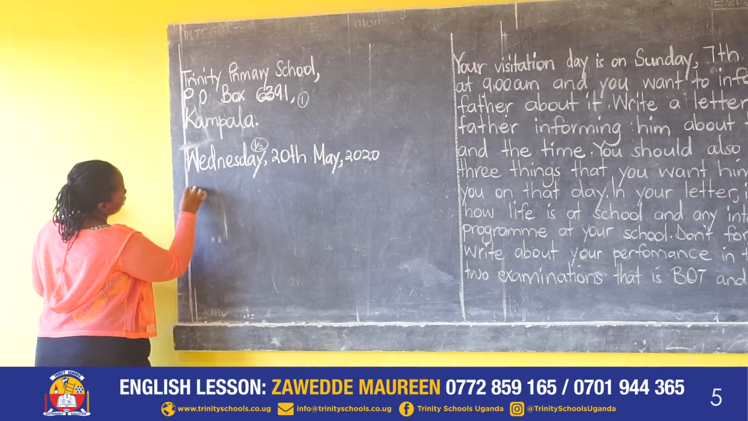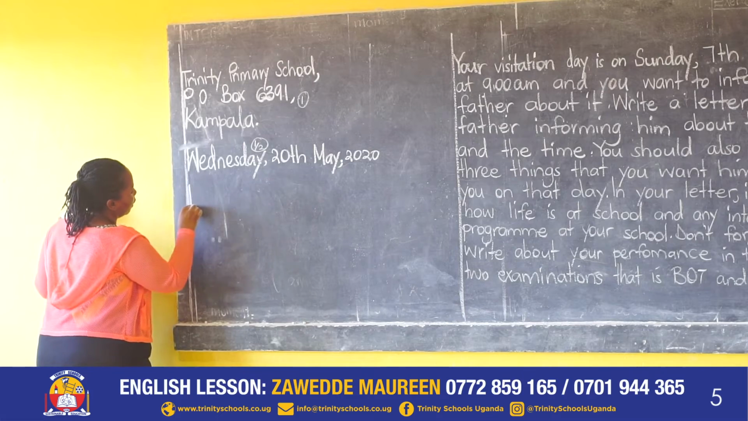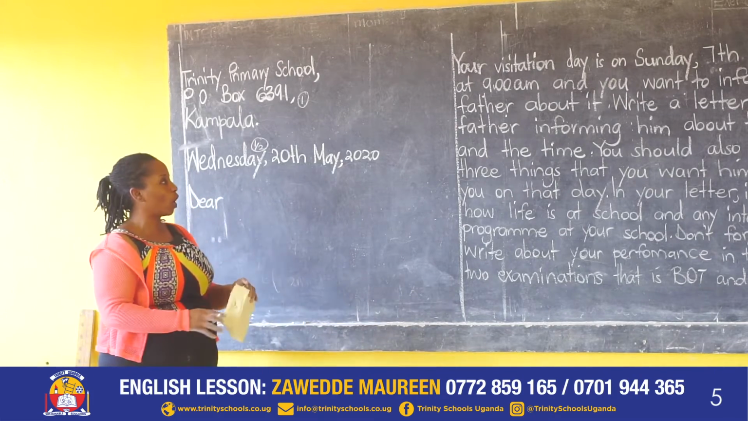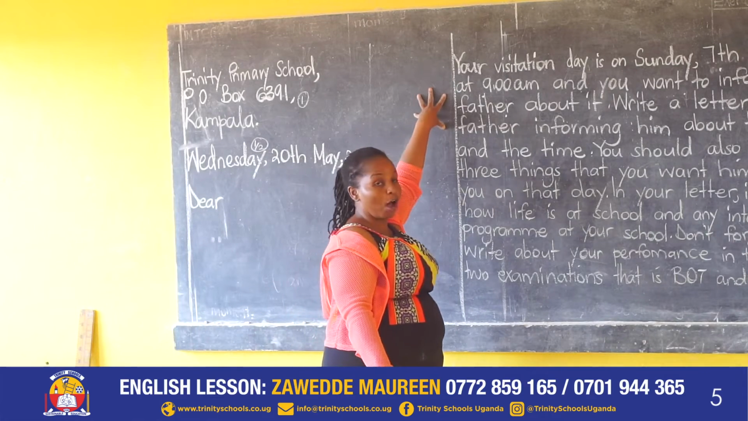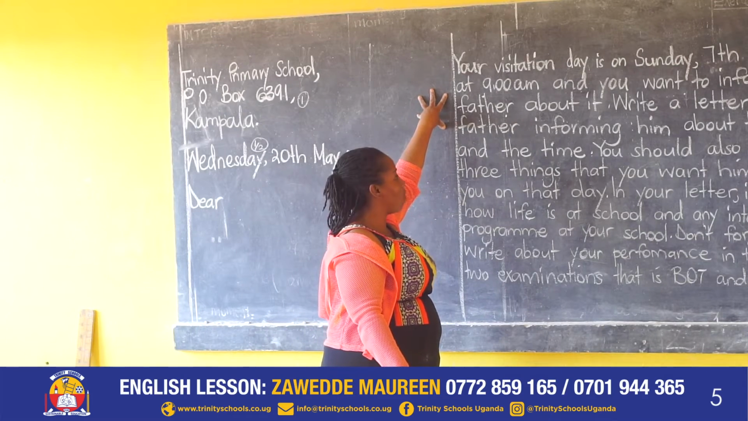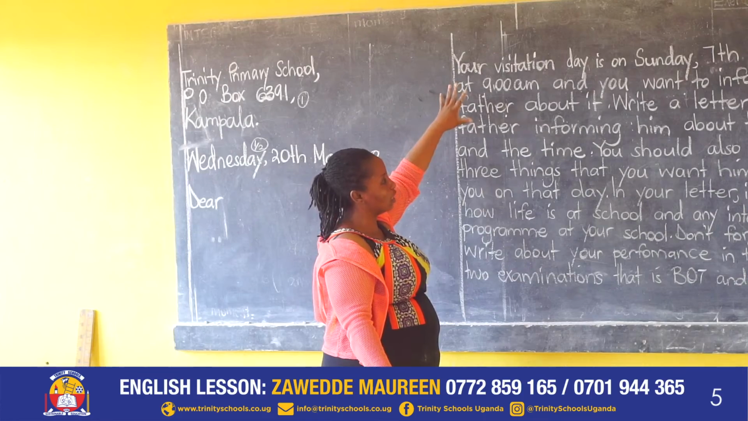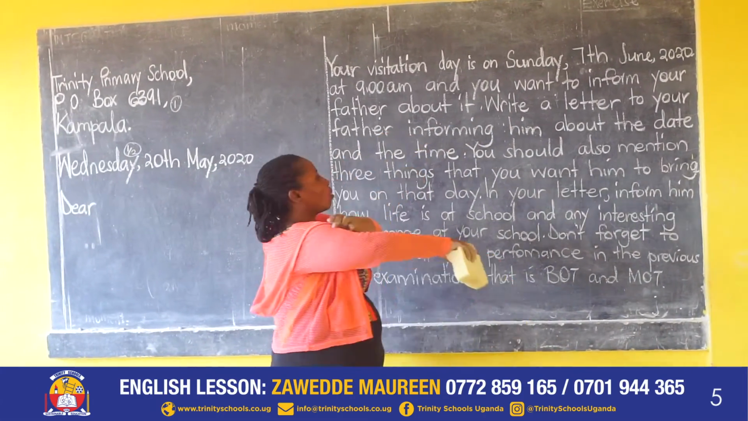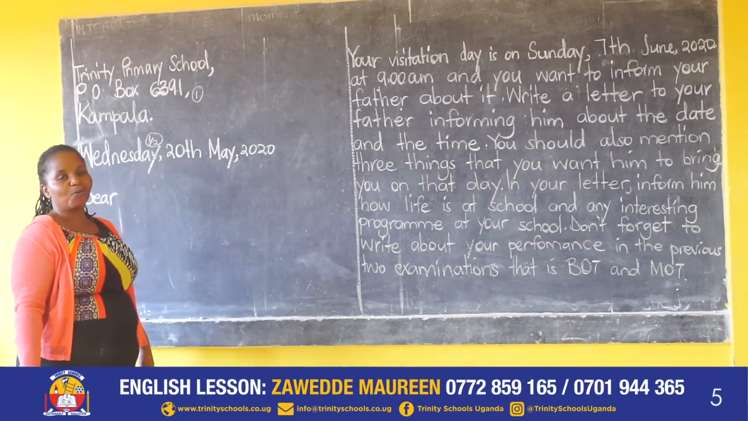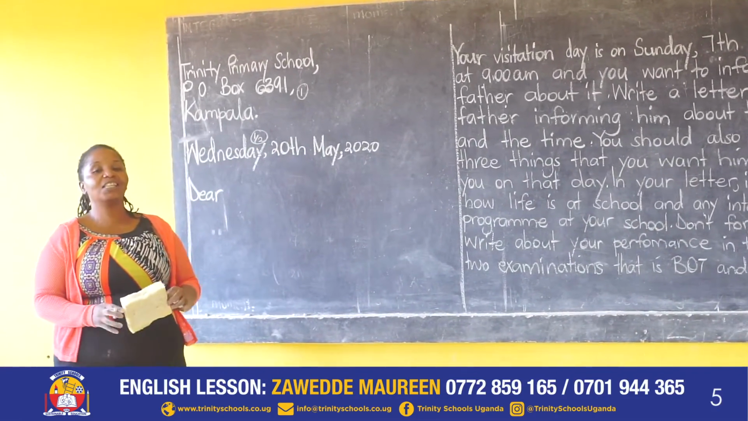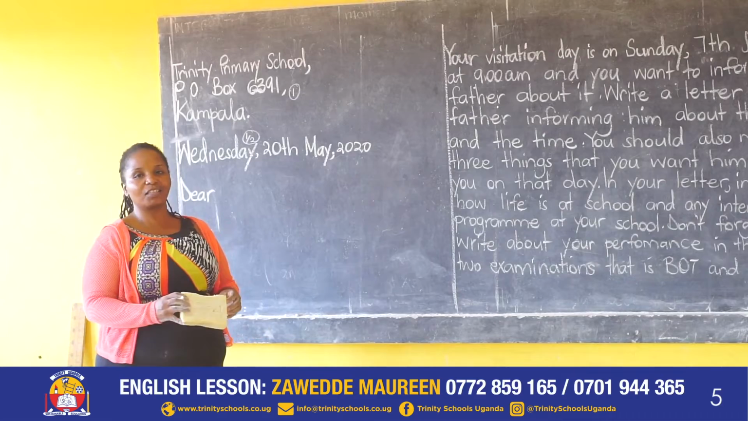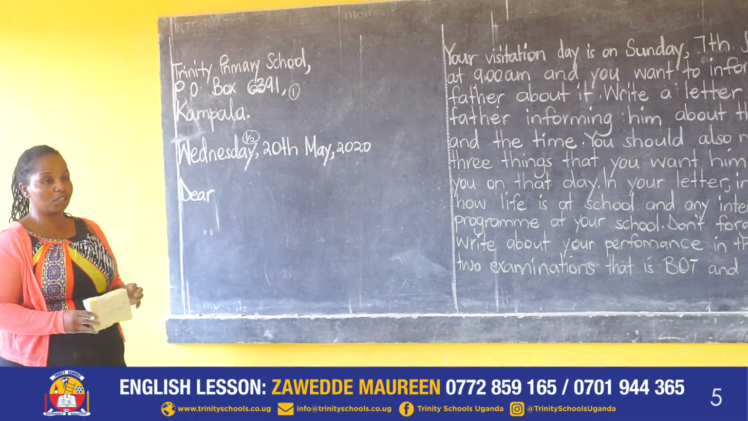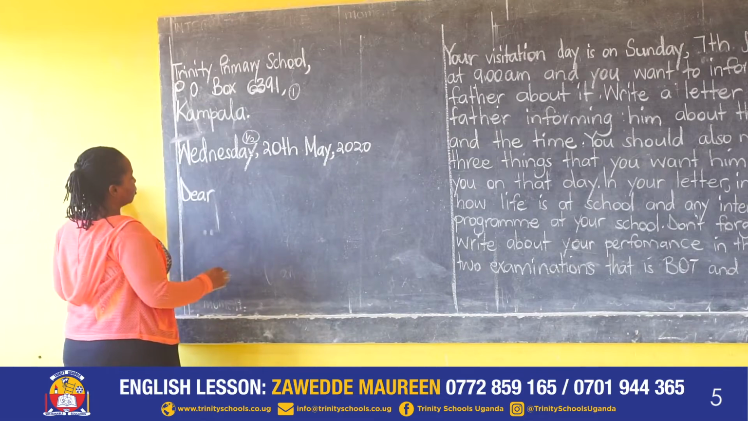I go into the salutation, still I skip a line. Now we go to our instructions. Our instructions, you read them properly. Write a letter to your father. So the addressee is the person you're addressing the letter to, who can be called the receiver. So the addressee is your father.